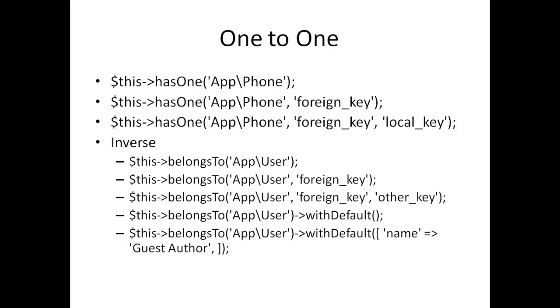You can ask questions. If it is one to one, then why do we need different hasOne and belongsTo? Because here the phone table will have the foreign key. The user table will not have the foreign key. That is why from user to phone it is hasOne, and from phone to user it is belongsTo.